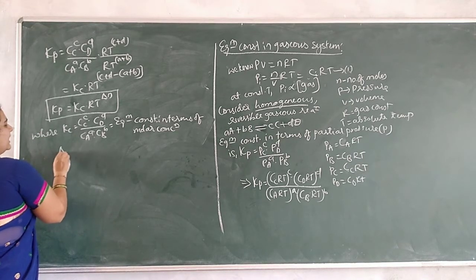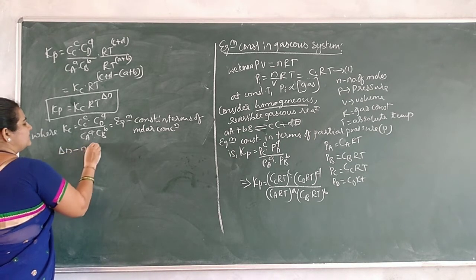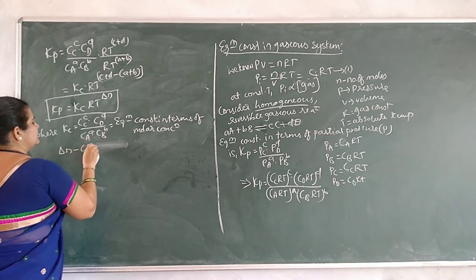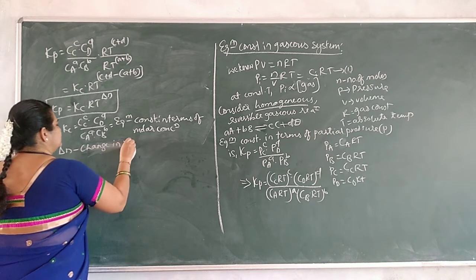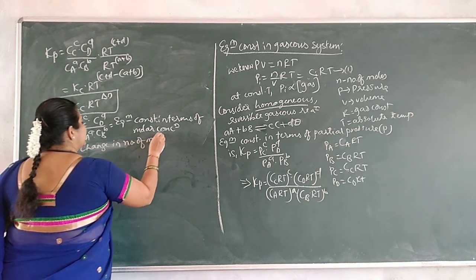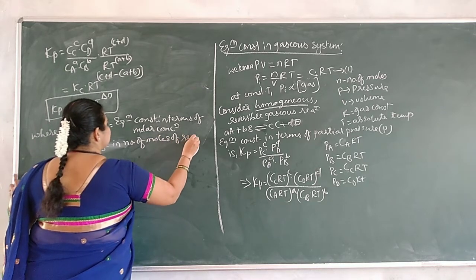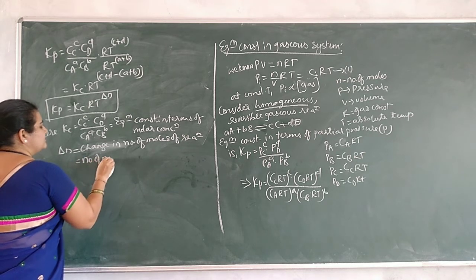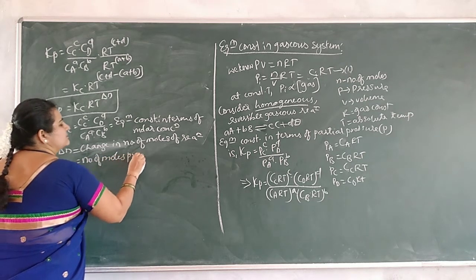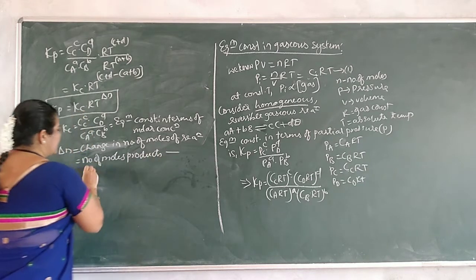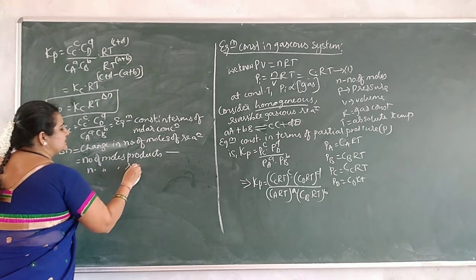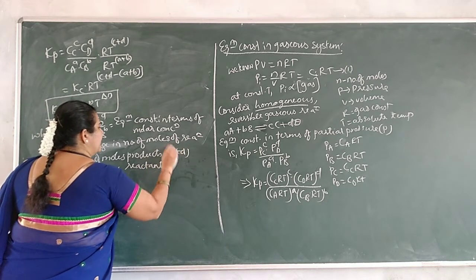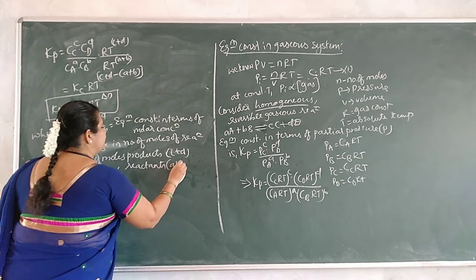Then delta N is the change in number of moles of reaction. So how is that given? That is equal to number of moles of products minus number of moles of reactants, that is C plus D and A plus B.